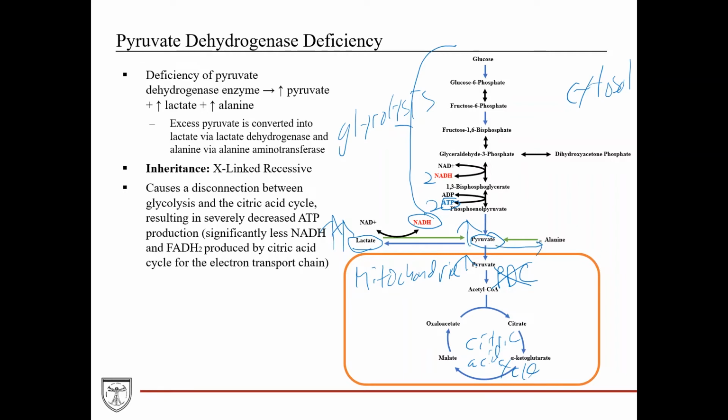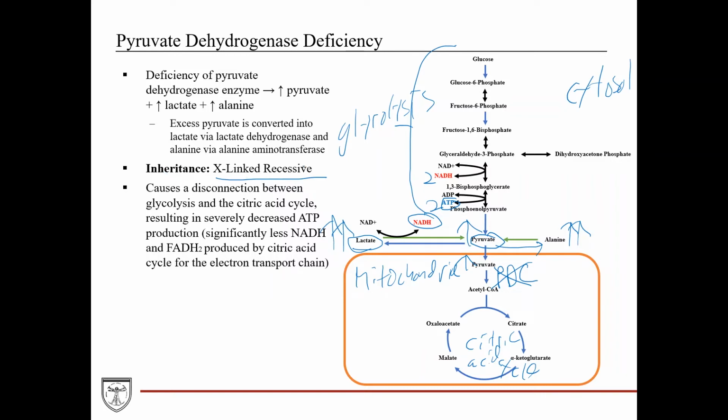And then it also can be converted into alanine via alanine aminotransferase, because alanine can be converted to pyruvate and vice versa. We'll talk more about that in the gluconeogenesis lecture. The inheritance pattern is X-linked recessive, so it predominantly affects males.